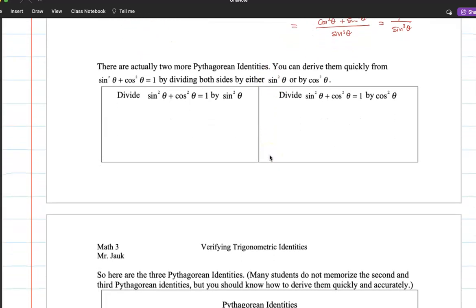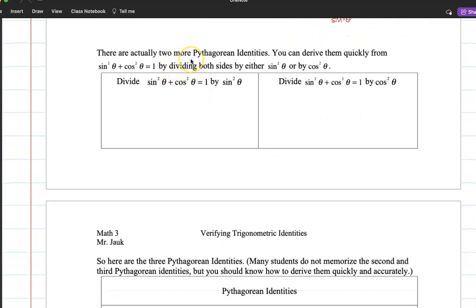There are actually 2 more Pythagorean identities. You can derive them quickly from sin square theta plus cos square theta is 1, by dividing both sides either by sin square theta or by cos square theta. So if I divide each term by sin square theta, what will this become? Sine squared theta over sine squared theta cancels, giving 1, plus cos squared theta upon sine squared theta.